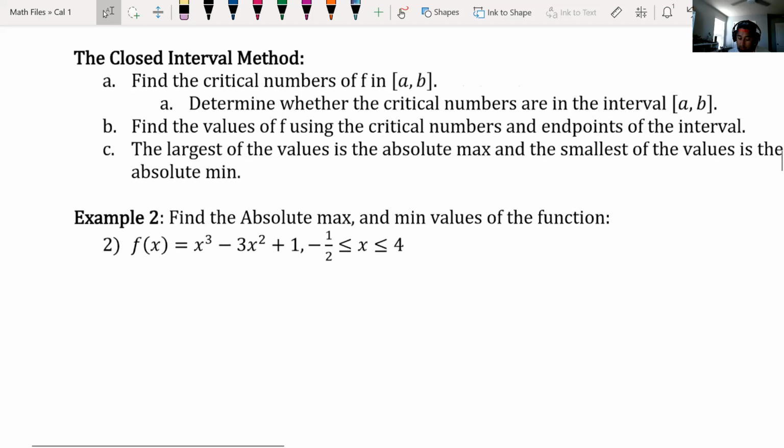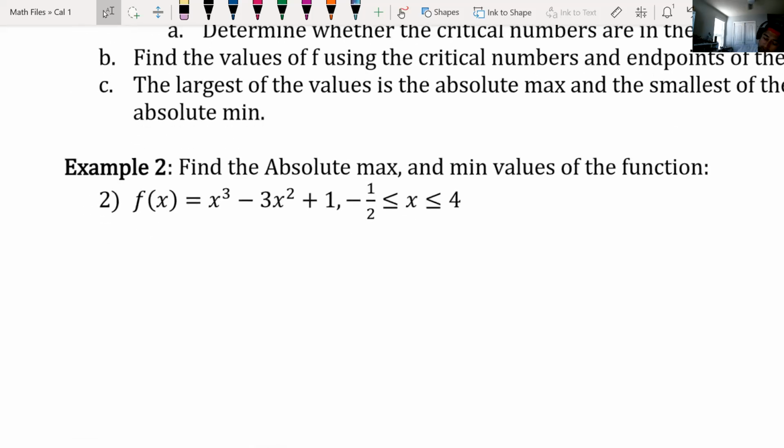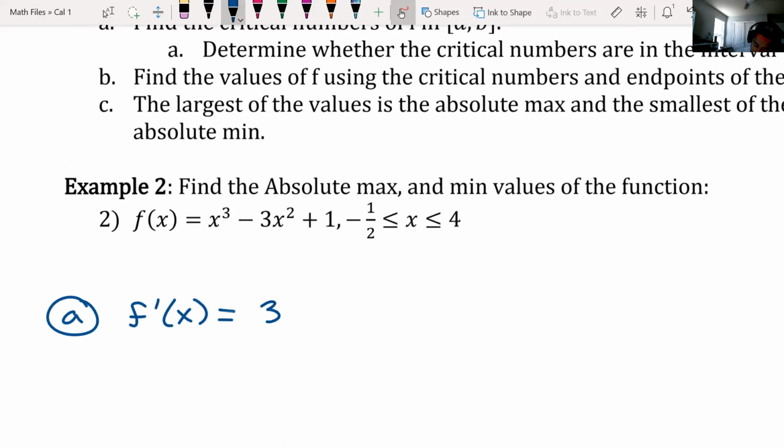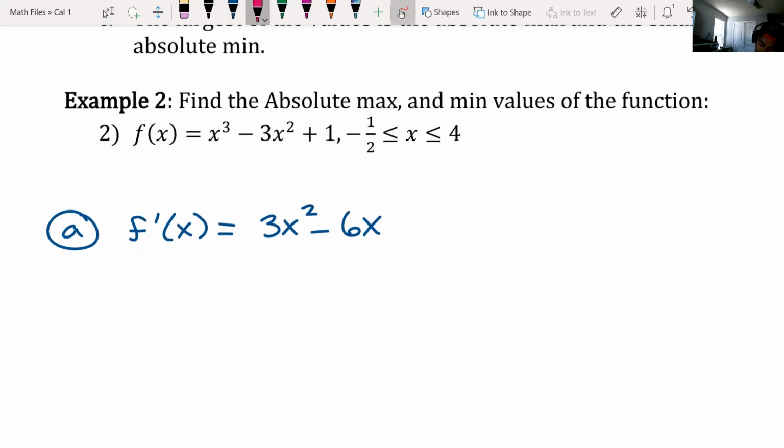Okay. So example 2, we're going to find the absolute maxes and mins. So our first step is find the derivative. So I'll just say step A, we take the derivative and we get 3x squared minus 6x. And then your next step is set the derivative equal to 0.